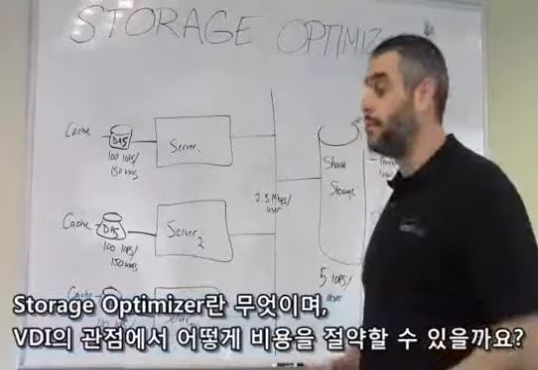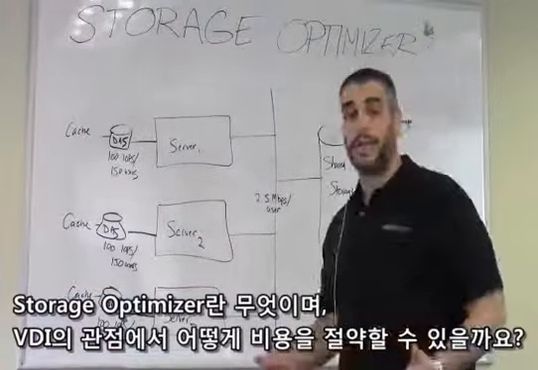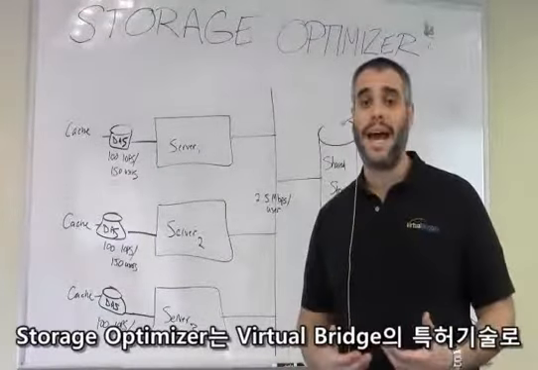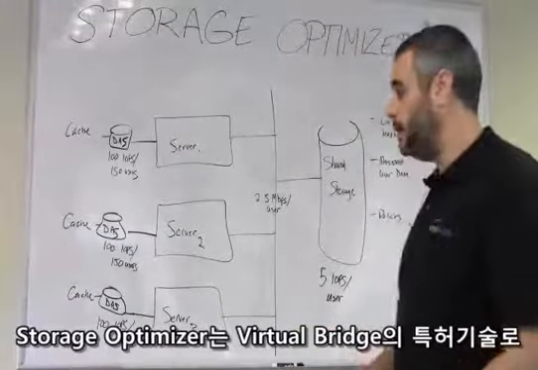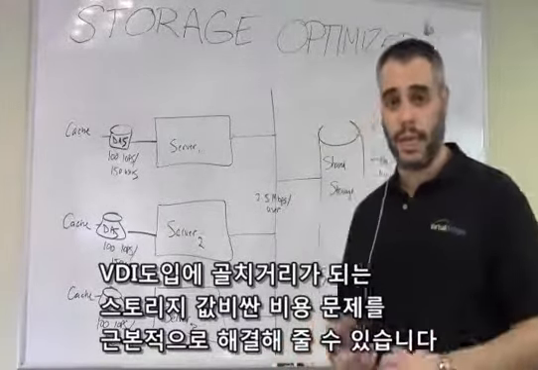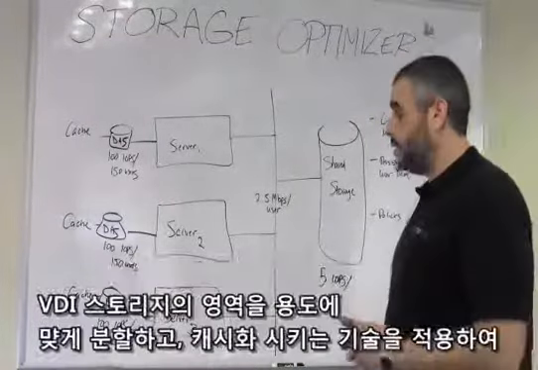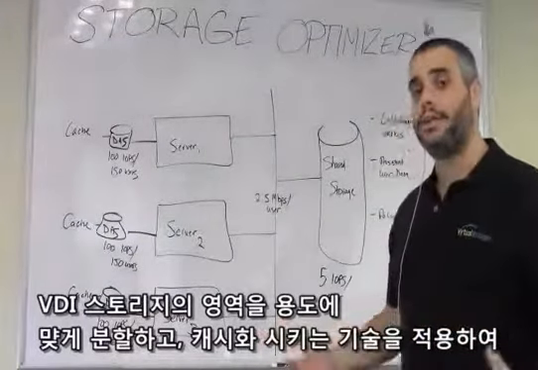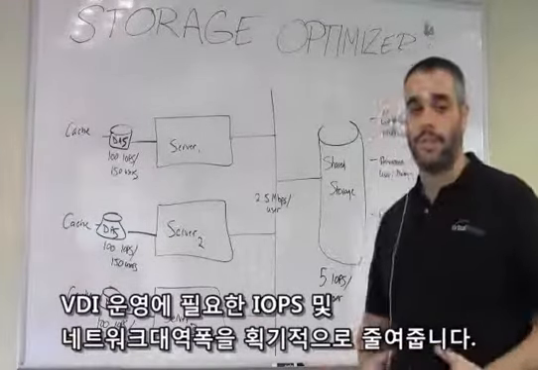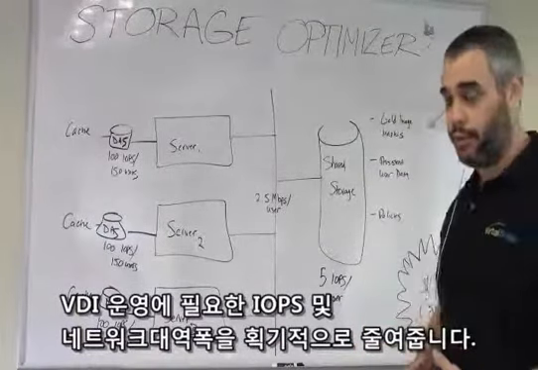What is Storage Optimizer and how does it save us money on VDI deployments? Well, Storage Optimizer is the Virtual Bridges patent-pending technology that basically eliminates the big-time storage cost headaches out of VDI deployments. It does it by distributing out and caching different parts of VDI storage so you can dramatically reduce the number of IOPS and the amount of network bandwidth you need to support your VDI deployment.